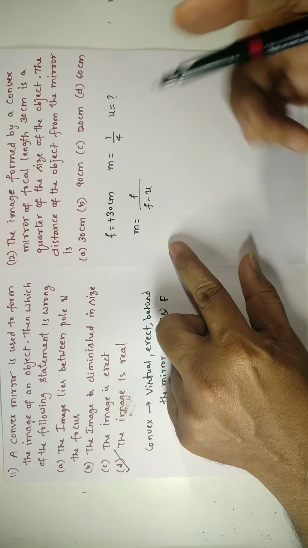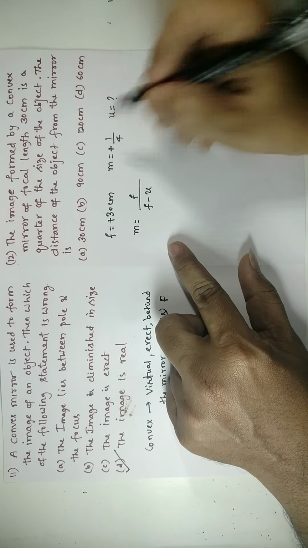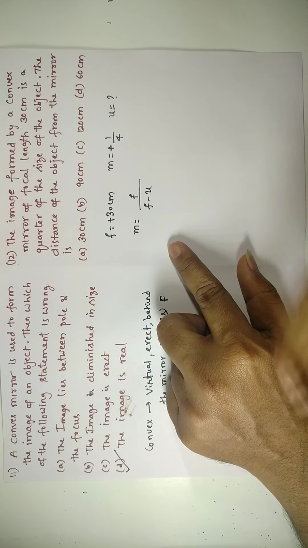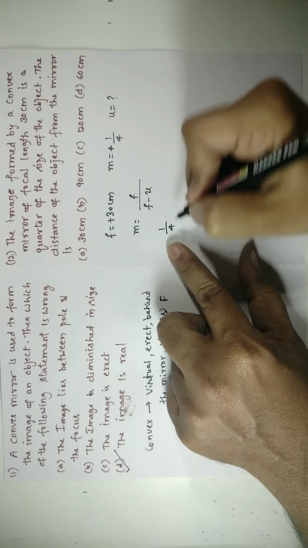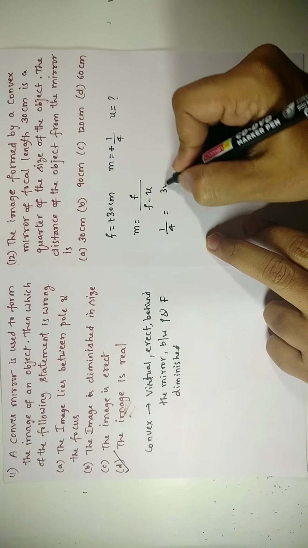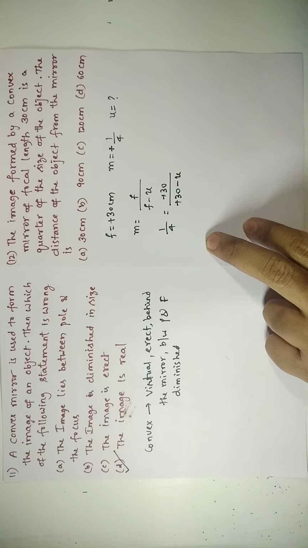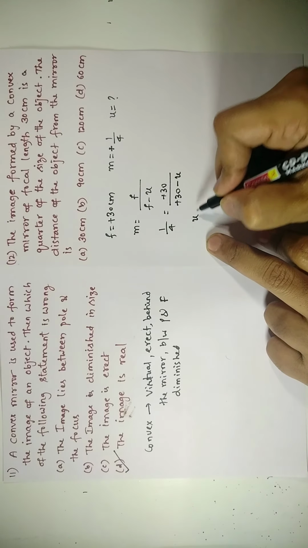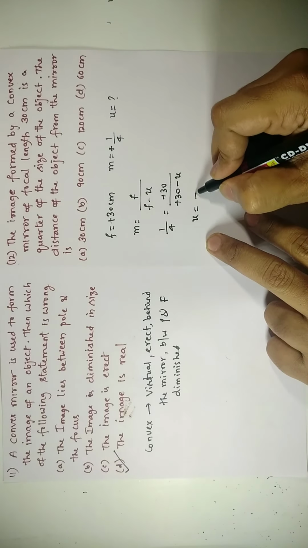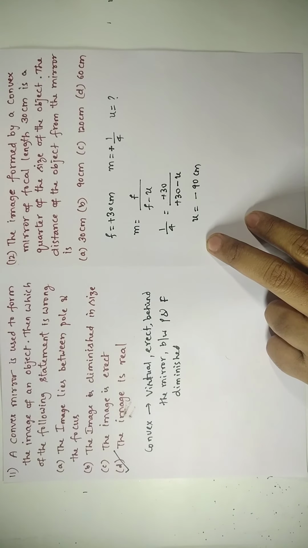So as the image formed is virtual, by convention the magnification will be positive. So thereby you have the magnification produced to be equal to 1/4. The focal length is given to be 30 cm, and the object distance you are supposed to calculate. So just rearrange this equation and solve it. You will see that the object distance comes out to be equal to minus 90 cm.